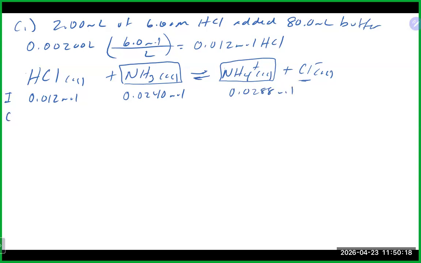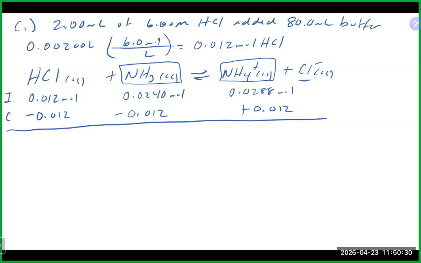Once again, here, the change is going to be the HCl, which is the smaller number. We're adding a little bit more concentrated acid in this case. And that's going to give us 0.024 minus 0.012, which is 0.012 moles here, and 0.0288 plus 0.012, 0.0408 moles. Any questions on the table so far?